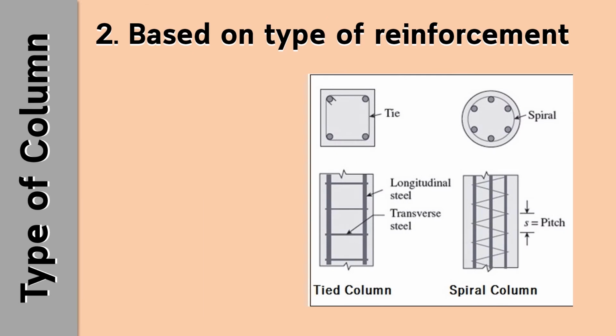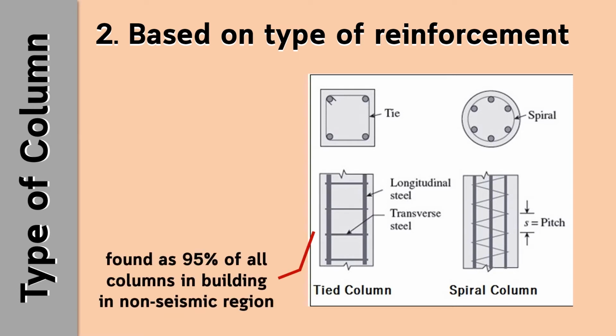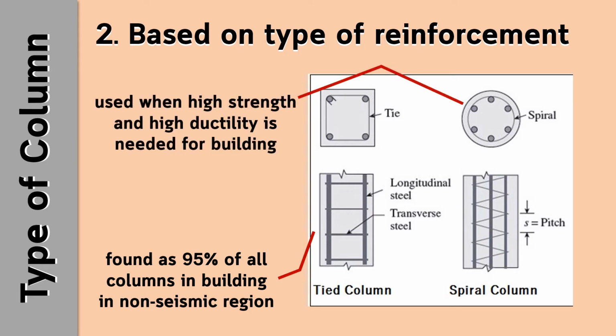Secondly, based on type of reinforcement, columns can be divided into tied columns and spiral columns. Tied columns are generally used as 95% of all columns in buildings in non-seismic regions, and spiral columns are used when high strength and high ductility are needed for a building.